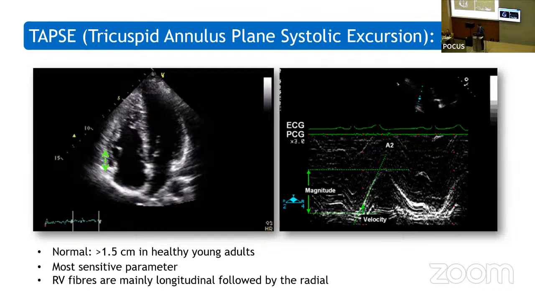And there are conditions which can make TAPSI less reliable: cardiac surgery, tricuspid valve surgery, cardiopulmonary bypass, heart and lung transplantation. These all cause TAPSI to be reduced, so it becomes less reliable when you interpret it.